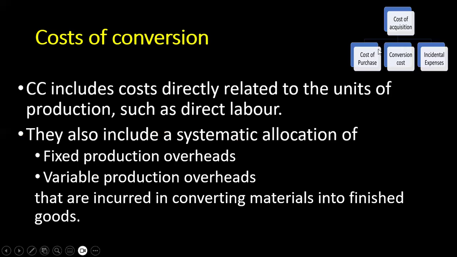The conversion cost is generally meant for manufacturing units. It includes the costs directly related to the units of production, such as direct labor. They also include a systematic allocation of the overheads, fixed overhead and variable overhead. But see that these are expenses. By including these expenses in the cost of inventory, we are actually treating them as a part of the asset. Though when the asset is used, it becomes an expense. So these expenses are capitalized or included in the cost of the material.